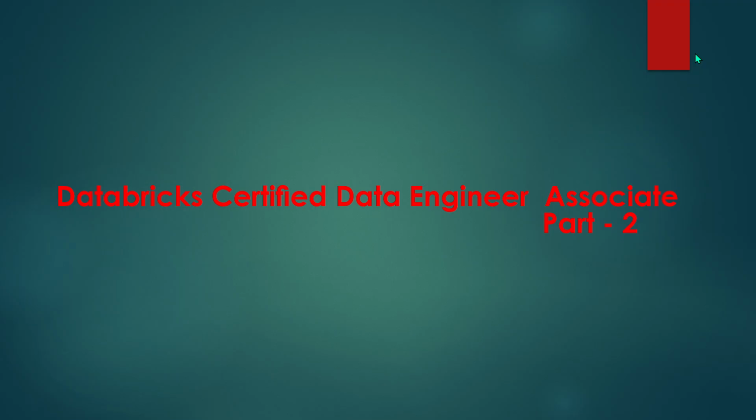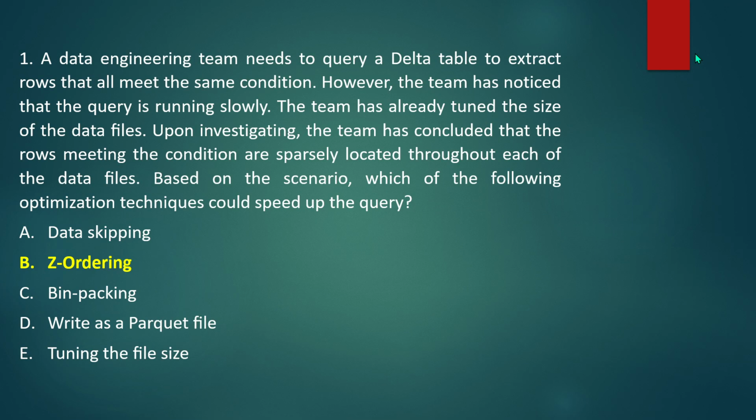So here the first question is: a data engineering team needs to query a Delta table to extract rows that all meet the same condition. However, the team has noticed the query is running slowly. The team has already tuned the size of the data files. Upon investigation, the team has concluded that rows meeting the condition are sparsely located throughout each of the data files. Based on this scenario, which of the following optimization techniques could speed up the query?